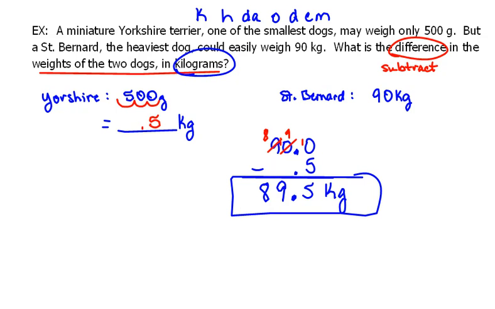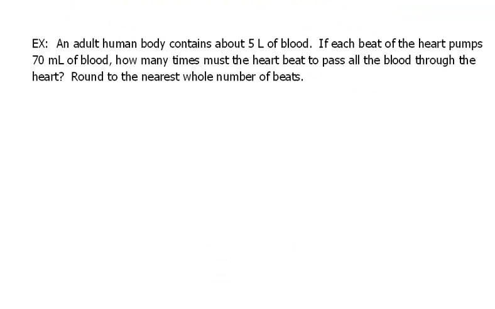Let's see what else they're asking us to do here. Here we have another one. I'll try not to make a goofy mistake this time. Here this one says an adult human body contains about 5 liters of blood. Okay, so we're working with 5 liters in the human body. Okay, I'm just going to jot that down.